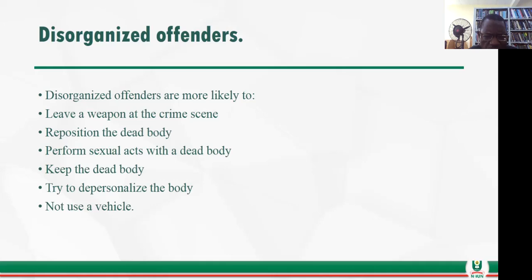They try to depersonalize the body again, and they do not use a vehicle. So when they escape, that is usually why they get arrested, because they are not using a vehicle to escape. Look at the difference. While the organized organize themselves, they use a vehicle, they use a plan. The disorganized differ from the organized one in that they leave a weapon. They also leave the dead body, and they are not using a vehicle.